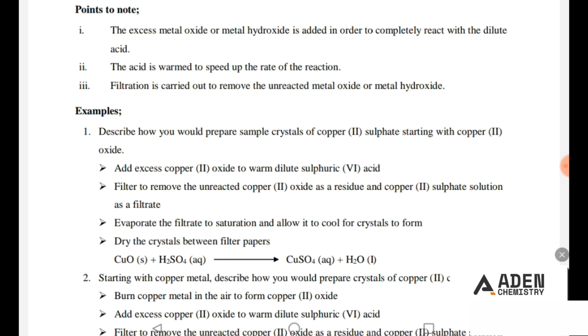Next, let's proceed to see points to note. Roman 1. We are saying the excess metal oxide or metal hydroxide is added in order to completely react with the dilute acid.